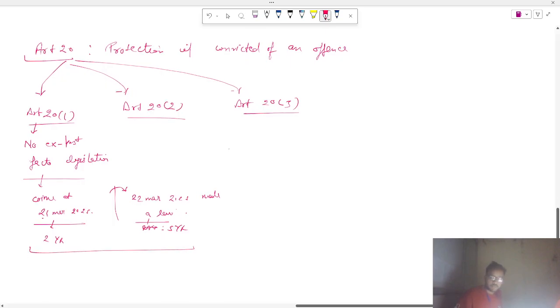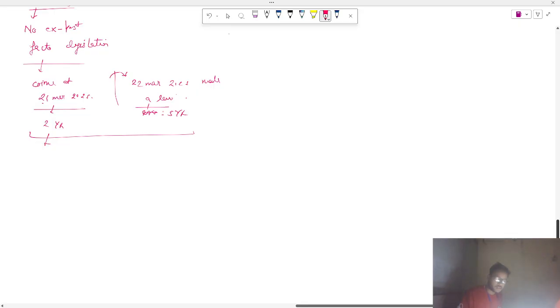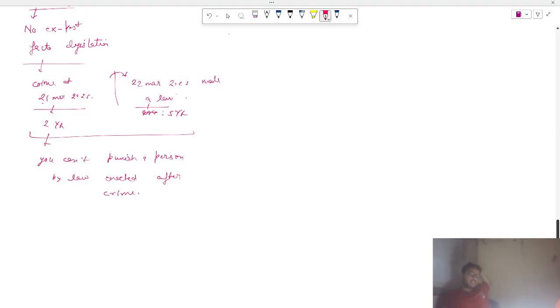So basically it says that Article 21 says that you can't punish a person by a law enacted after the crime. That basically means Article 21 will not be enforced retrospectively. Article 21 does not apply retrospectively.